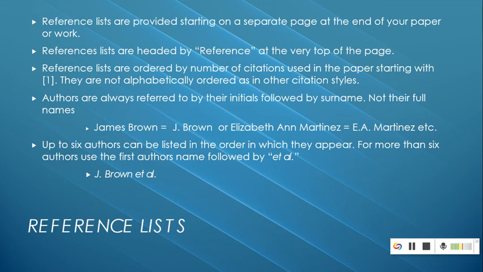And you can list up to 6 authors in a reference list citation, which I'll show you how to do in a second. But if you go over 6, you would just list one name, the first name on the resource. For example, J. Brown. And then you would use the phrase et al. Et al. refers to a list of authors.